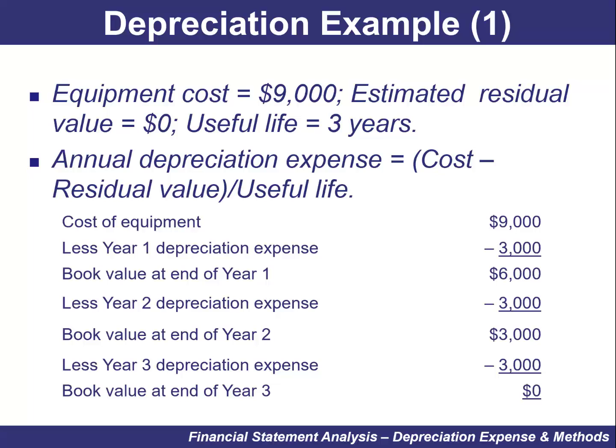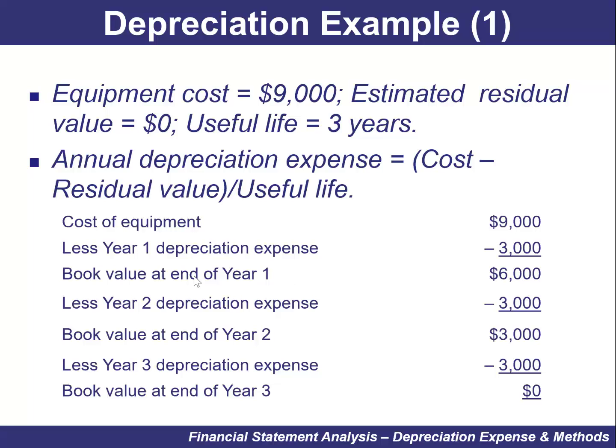How does this play out? In the first year, you've got $9,000 in cost, and then you're going to take out $3,000 in depreciation. So at the end of that first year, you're going to have a book value of $6,000. Second year, another $3,000. Now you've got a book value of $3,000. And after the third year, you've got zero book value. So under straight line depreciation, by the end of the asset's life, it's going to be depreciated down to its salvage value.